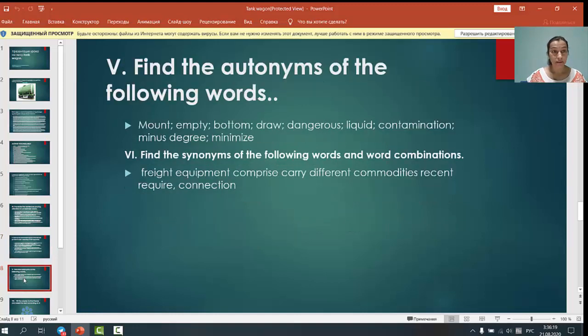We move on to the next exercise. And the next is: find the antonyms of the following words. And the fifth task is antonyms.